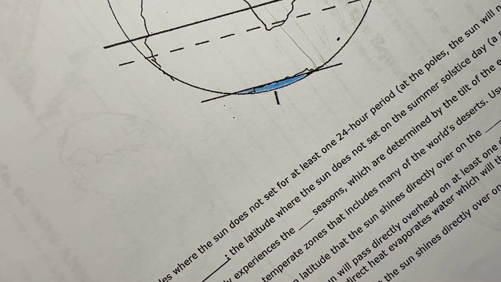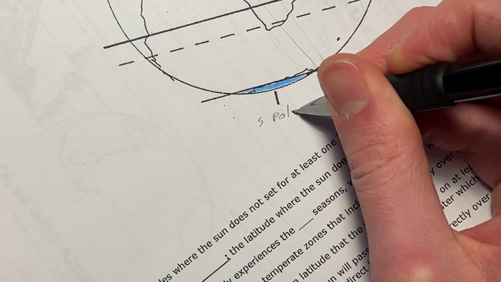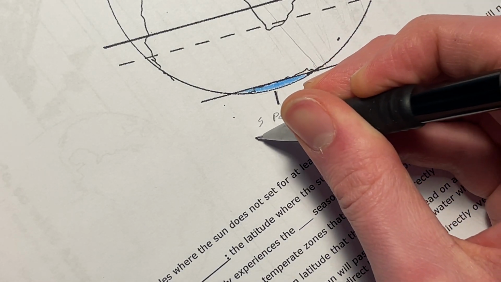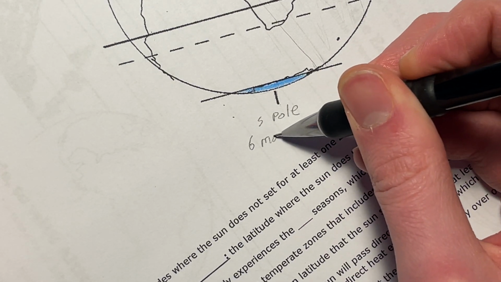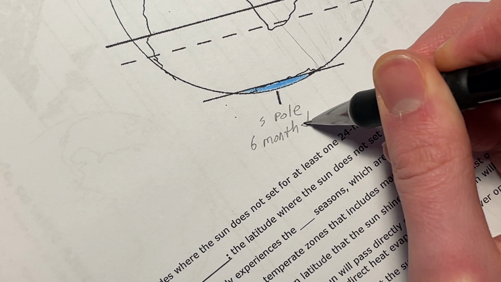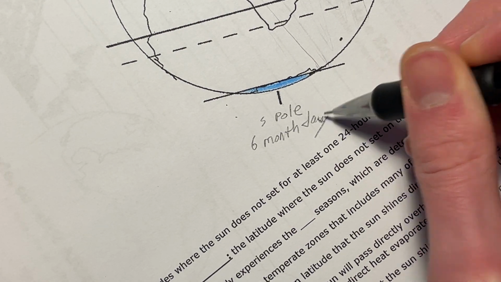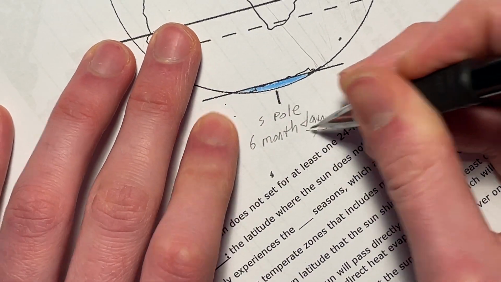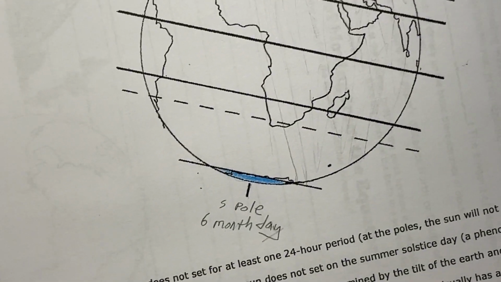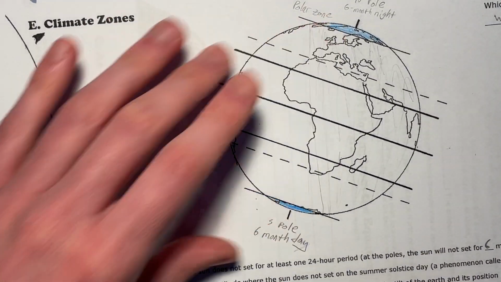That's my polar zone. And at the South Pole, at this moment in time in December, I'm going to be experiencing a 6-month day. Sorry, I kind of spelled day weird there. 6-month day. All right, because it's just bathing in the sun right there. Okay, so those are my polar zones.